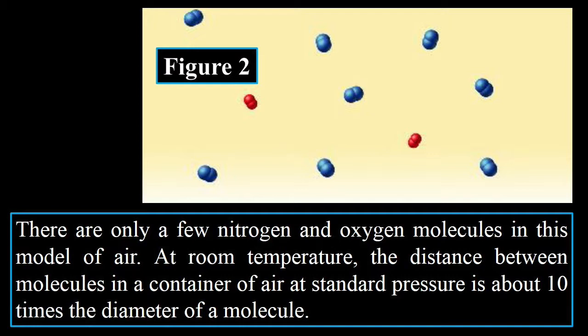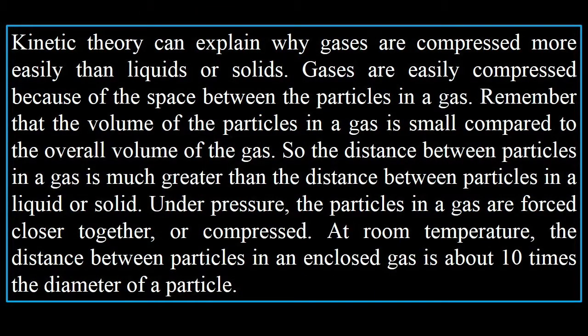There are only a few nitrogen and oxygen molecules in this model of air. At room temperature, the distance between molecules in a container of air at standard pressure is about 10 times the diameter of the molecule. Let's just talk a little bit about momentum. Momentum equals mass times velocity. So if you crash into a wall, you're going to change your momentum. You're going to go from 50 miles an hour, or 50 kilometers per hour, to 0.